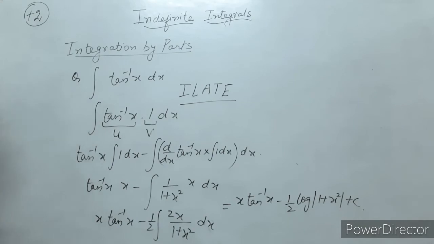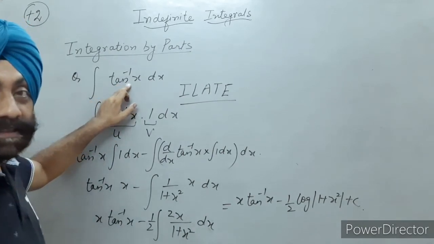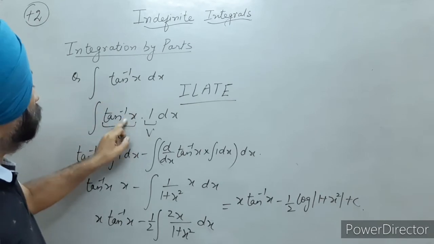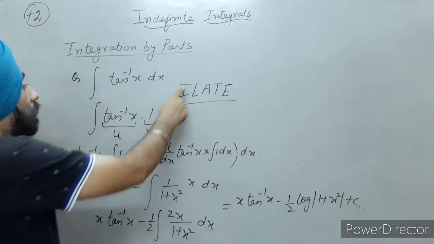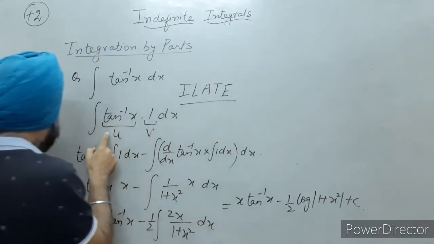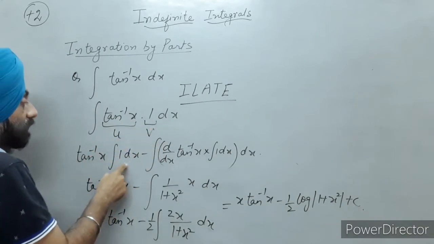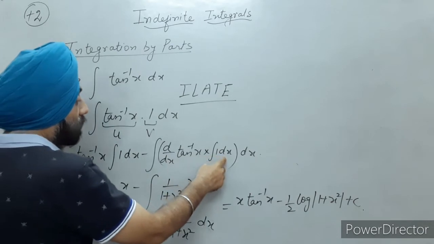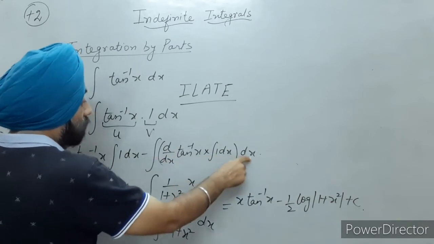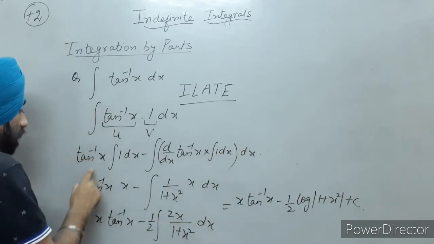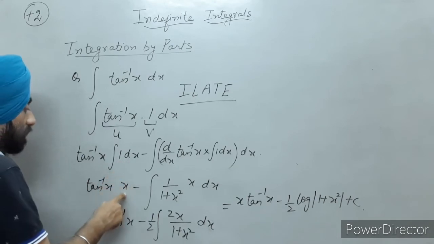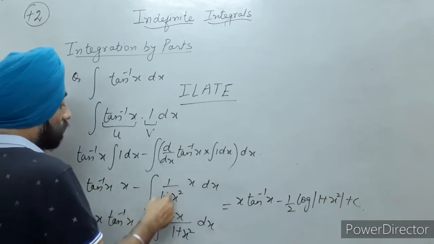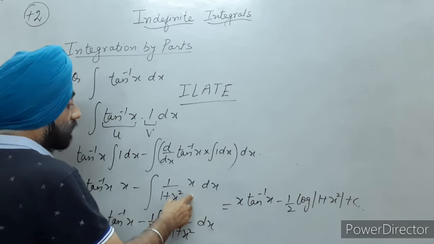Now just look on. Once again I will explain. I have to integrate tan inverse x. I write tan inverse x into 1. Follow the Eilert rule now. First function, integral of second, minus the integral of the derivative of first into the integral of second. The whole integral is there, so I write dx. Now for tan inverse x, the integral of one is x, minus the integral of 1 upon 1 plus x square, x dx.